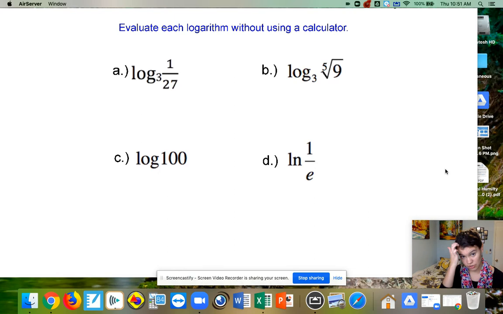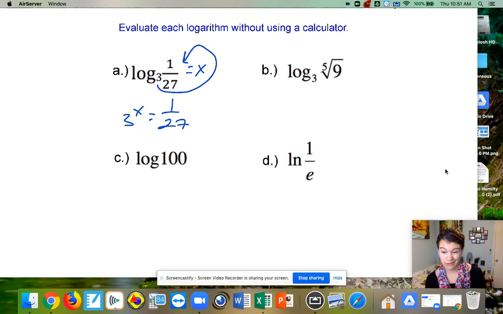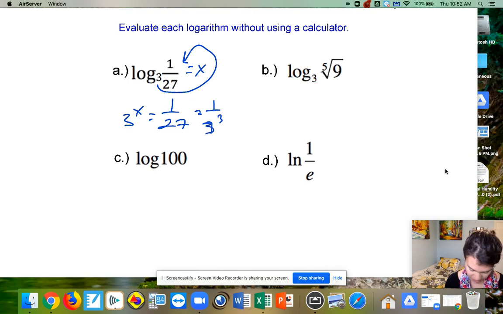Okay, so what do you actually need to do with that? So we're going to try and evaluate these without a calculator. So what that means is you can rewrite it as an exponent and do what we did on the first page. So we know these have to equal some x. So if we do the loop, you get 3 to the x equals 1 over 27. So now we want 27 in terms of 3, so we can figure out what that exponent is. So 27 is 3 cubed, so this is the same as 1 over 3 cubed. And then because we're now on the bottom, this would be the same as 3 to the negative 3. So these have to be the same, so x equals negative 3.